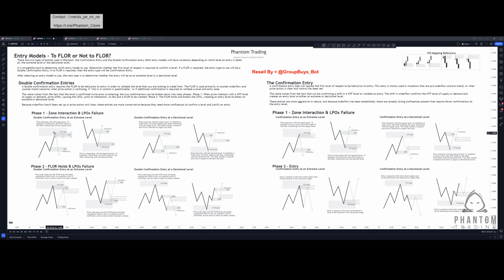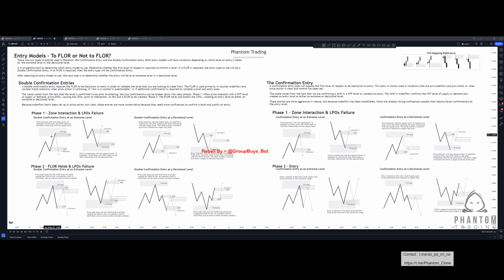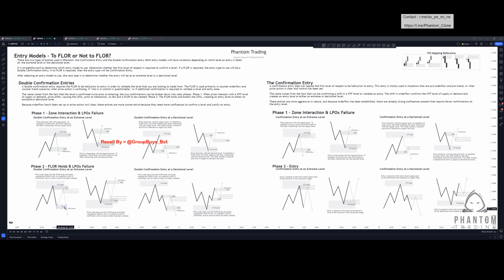And in order for a first level of respect to form, we would need to see price trade lower, taking out the last point of demand. When this last point of demand fails, this would establish our first level of respect supply zone. Then we can move on to phase 2, the floor holds and the LPOX fails. Now, when price pulls back into the floor level and holds that was created in phase 1, what we're expecting is that price would then trade lower, causing the last point of demand prior to respecting the floor to fail. If this happens, an order flow shift is confirmed and the area to enter has been created on this zone.